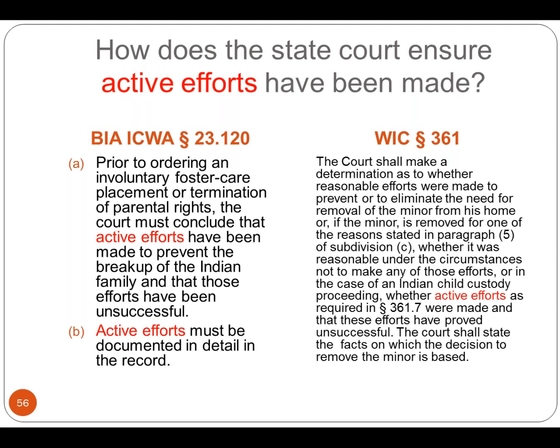California law tells us the determination as to whether reasonable efforts were made to prevent or eliminate the need for removal must be stated, whether it was reasonable under the circumstances not to make any of those efforts, or in the case of an Indian child, whether active efforts were made and that those efforts have proved unsuccessful. The court shall state the facts on which the decision to remove the minor is based. So active efforts are important under any standard, but they are defined and described more thoroughly under the regulations than under California law.